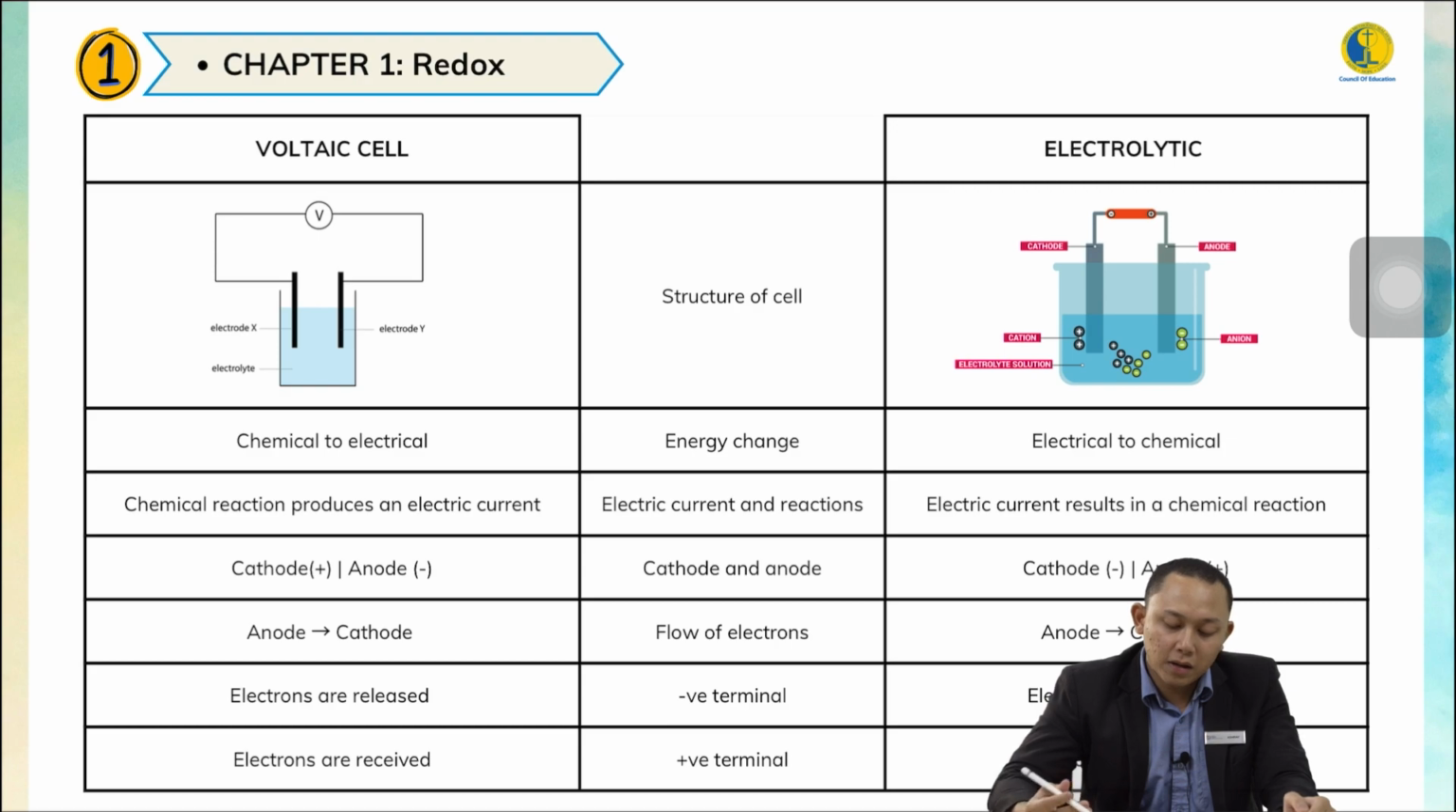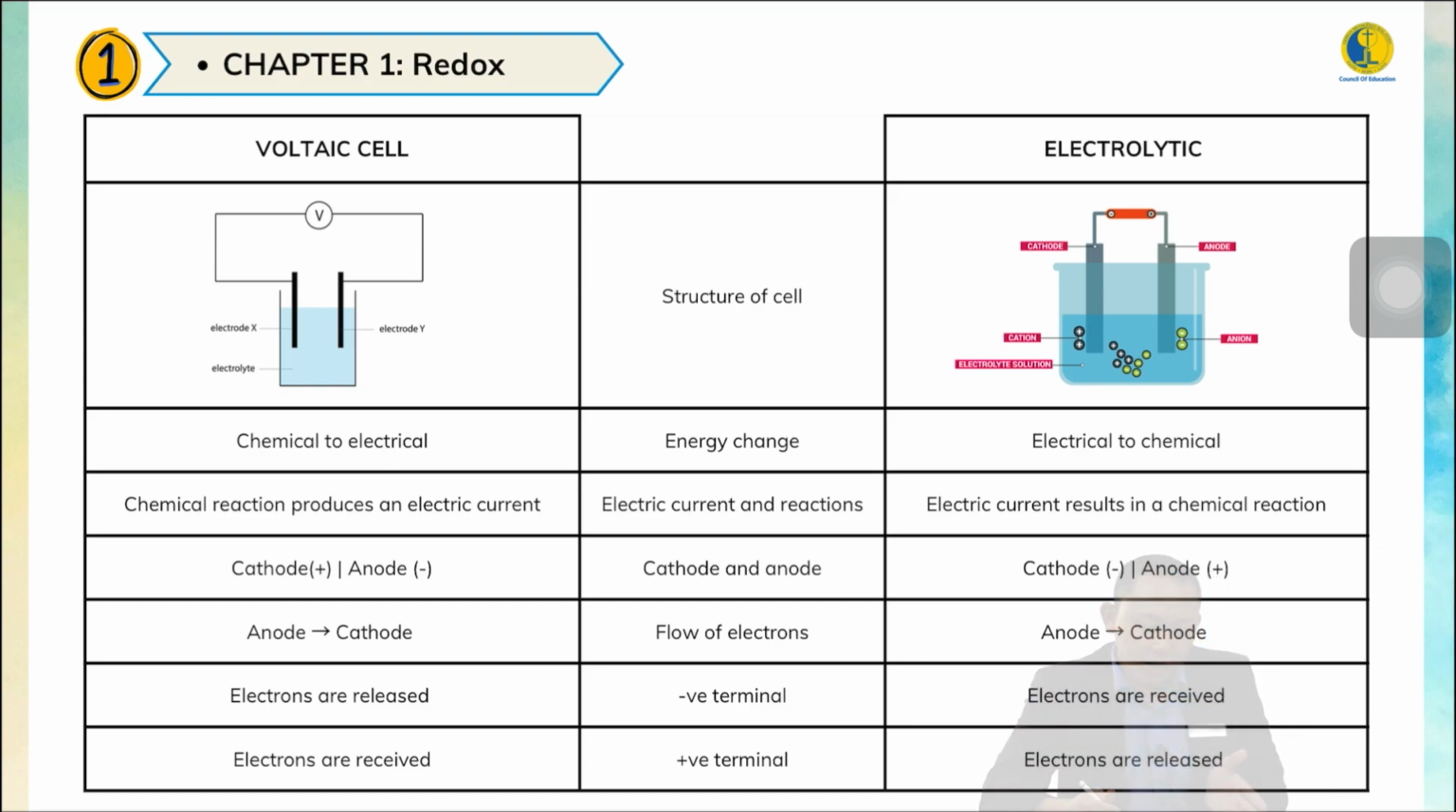Now look at the difference between the voltaic cell and the electrolytic cell. For the structure of the cell, the voltaic cell has no dry cell, no battery, but the electrolytic cell will have a source of energy, a battery. Energy change for a voltaic cell is chemical to electrical. For the electrolytic cell, it is electrical to chemical. In a voltaic cell, a chemical reaction produces an electric current, and for electrolytic, an electric current results in a chemical reaction. You are going to use the electric current.